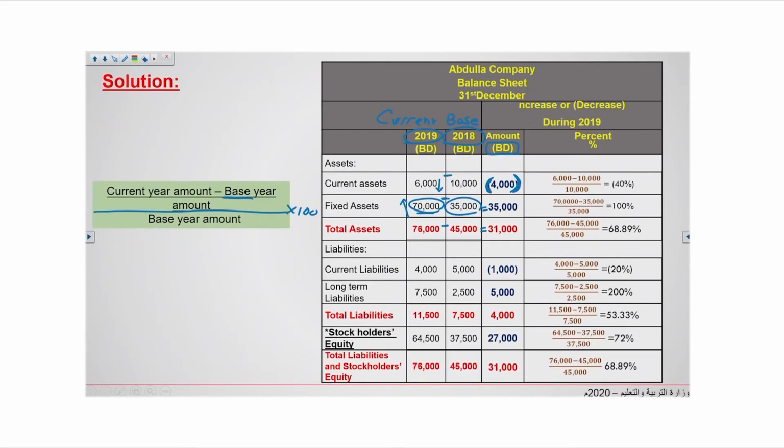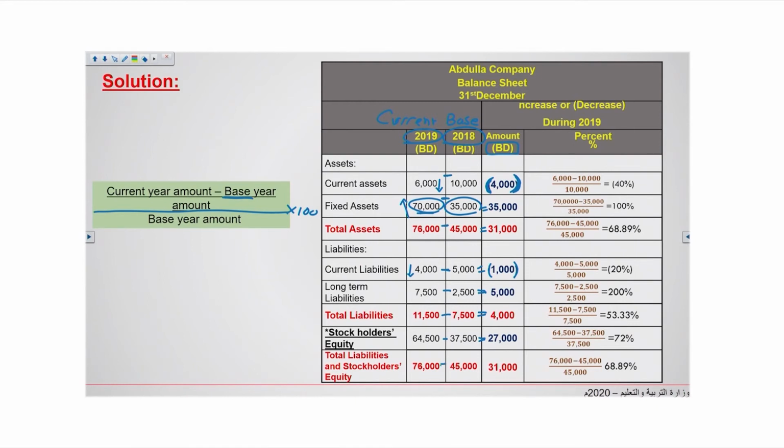The same for liability and stockholders' equity. Current liability: 4,000 minus 5,000 will give us 1,000. So we put it between brackets because the current year is less than the base year. Long-term liability, the same, we will deduct 7,500 minus 2,500, we have 5,000. Total liability: 11,500 minus 7,500, the result is 4,000. The same for stockholders' equity.